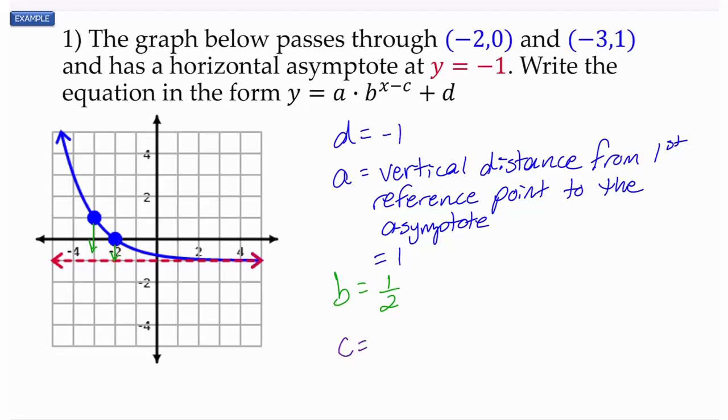And then for the c value, like I said before, this reference point right here is the one that was originally on the y-axis, the y-intercept, and it's been shifted to the left 2, so that c value is -2. So putting that all together, we're going to have y equals 1 times 1/2 to the x plus 2, because it will be x minus -2, with that -1 on the outside.